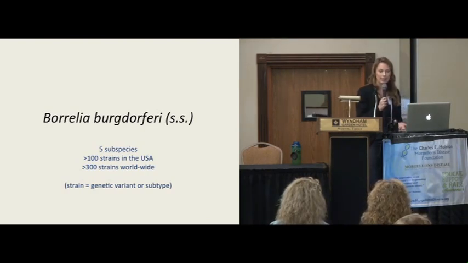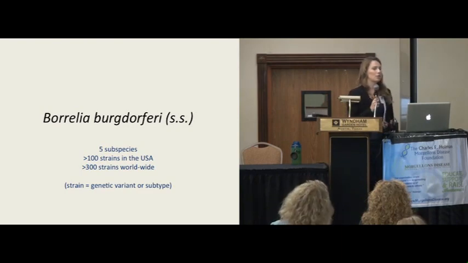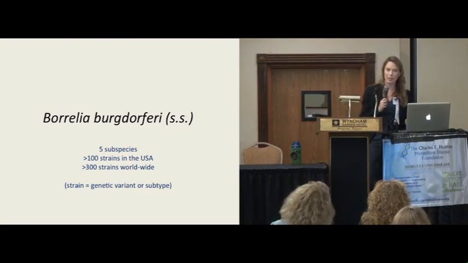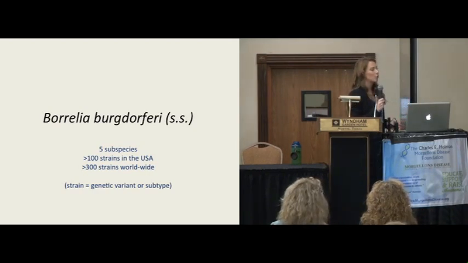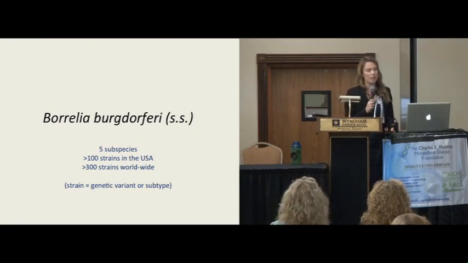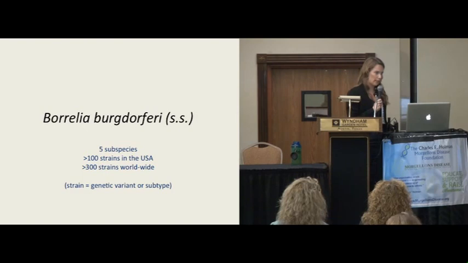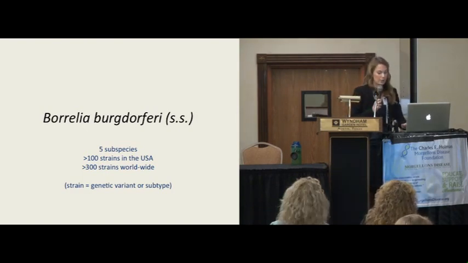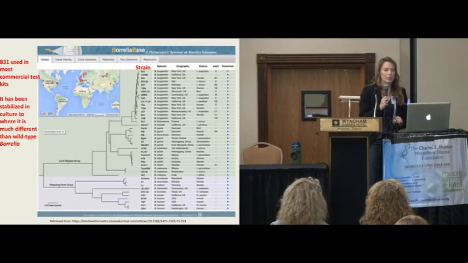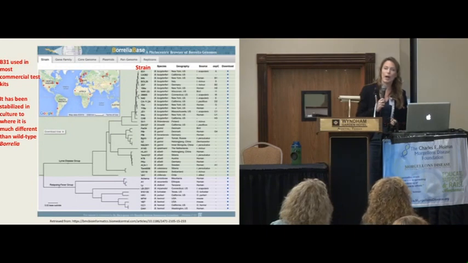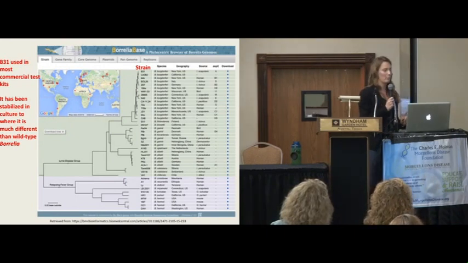So again, the classic Lyme bacteria, Borrelia burgdorferi, has 5 subspecies. Now I'm going to start talking about strains. A strain is a genetic variant or subtype of a particular bacteria, so they vary genetically. In the USA, there are over 100 strains of Borrelia burgdorferi. In the world, there are over 300 strains of Borrelia burgdorferi. So this is where we run into some issues with testing. Most commercial test kits look at one strain of Borrelia burgdorferi, and that is the B31 strain.